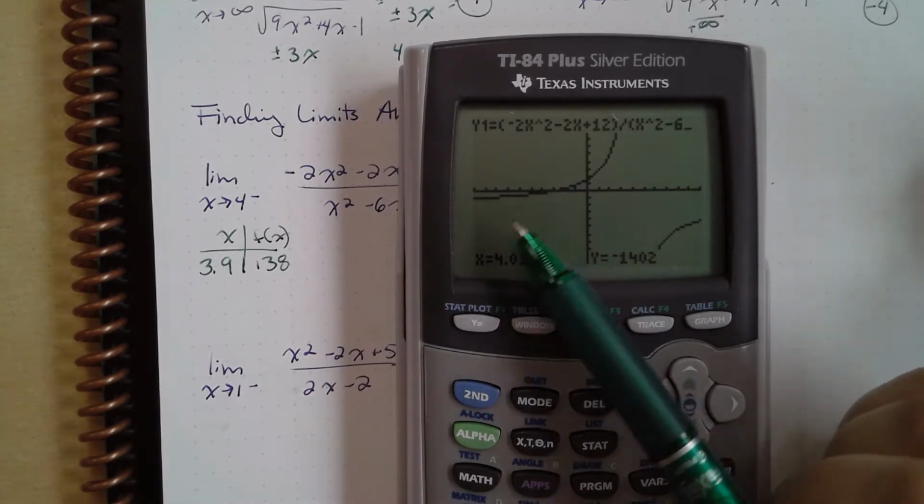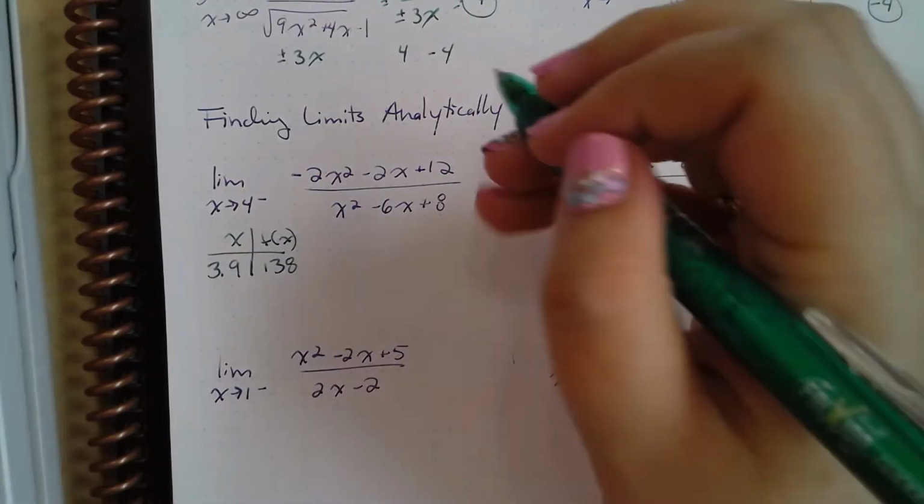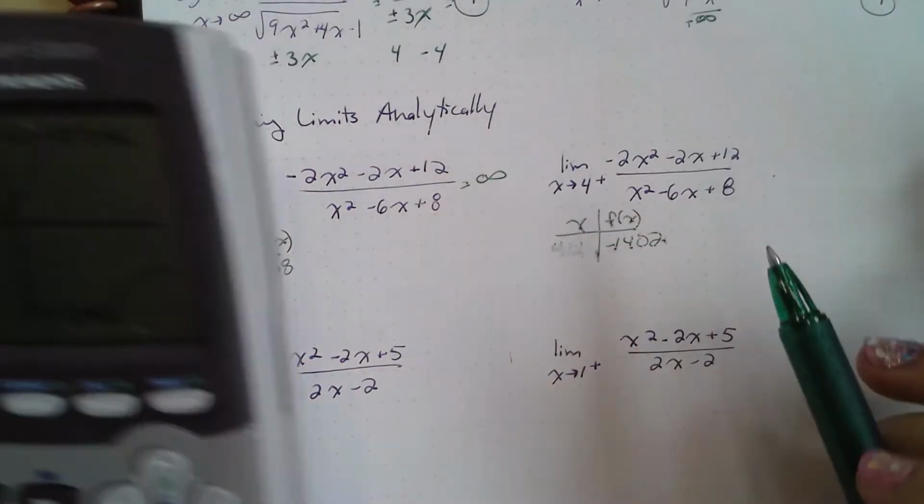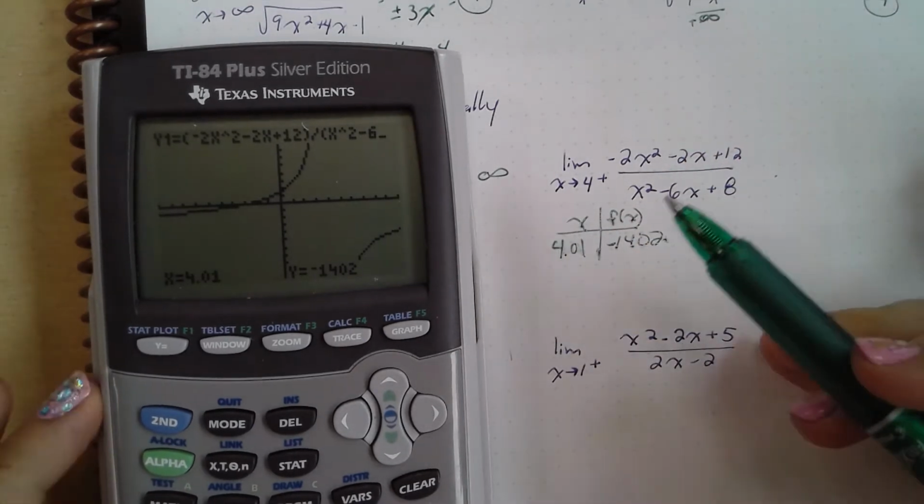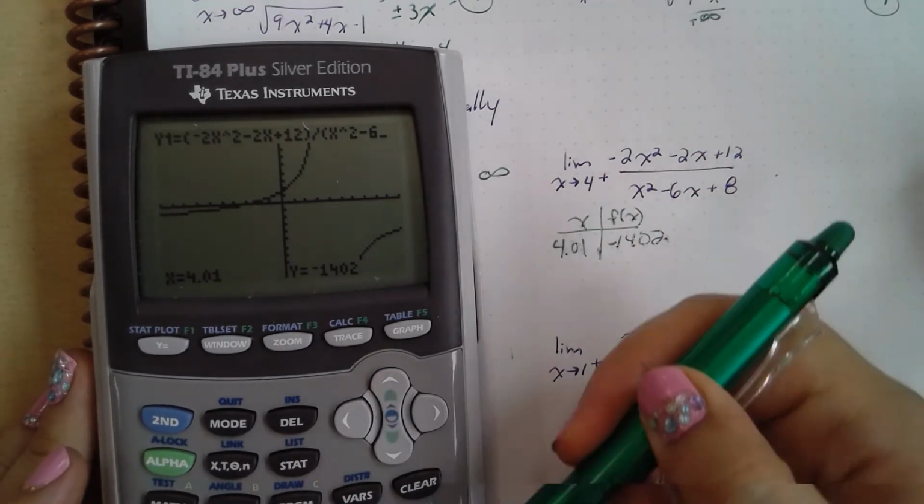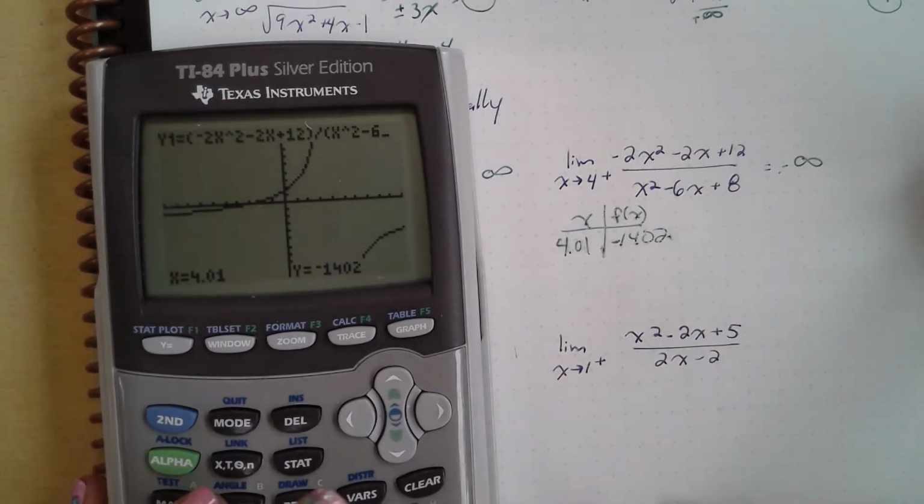If I trace 3.9, I got 138. I get a number that's all the way up here. I'm going towards positive infinity. But if I traced 4.01, I got negative 1402. That's all the way down here. I'm going towards negative infinity, right?